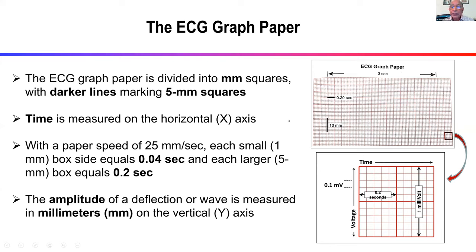Time is measured on the horizontal axis. When the paper speed is 25, 1 millimeter is equal to 0.04 second, and 5 millimeters is 0.2 seconds. Amplitude is measured in millimeters, so the voltage is in millivolts, and sometimes we call it millimeters, and time is in either milliseconds or seconds. We must be familiar with this particular ECG graph paper, with the speed, and what the value will be for the waves.